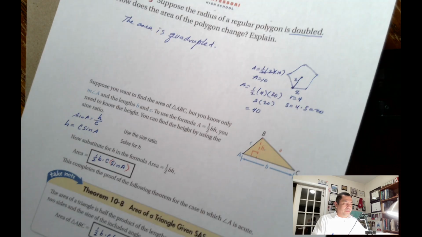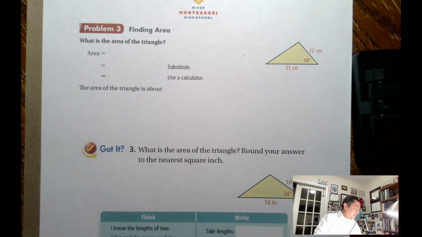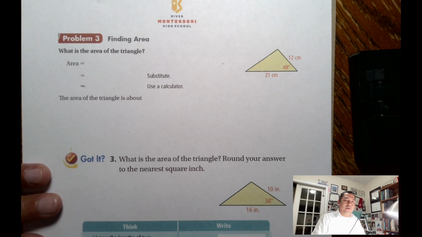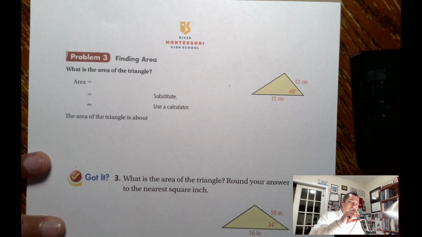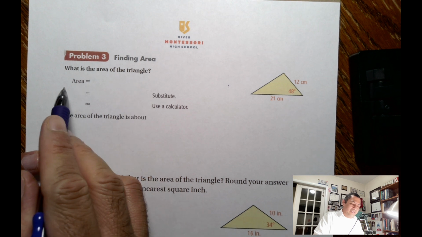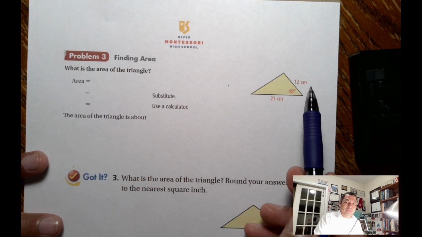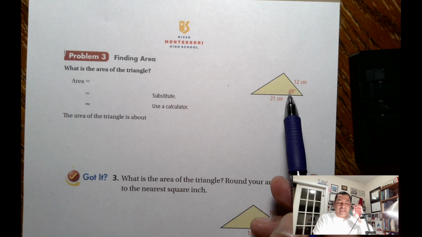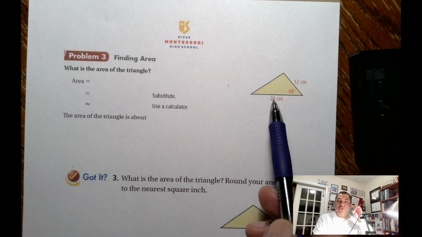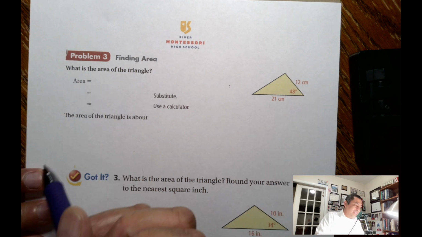Let's do example number 3. It's not taking that long. Example number 3, what we are going to do is find the area. What is the area of the triangle in this case? So I have the following triangle. I have 12 centimeters, 21 centimeters. The included angle is 48, that is between these two sides. So what is the area?